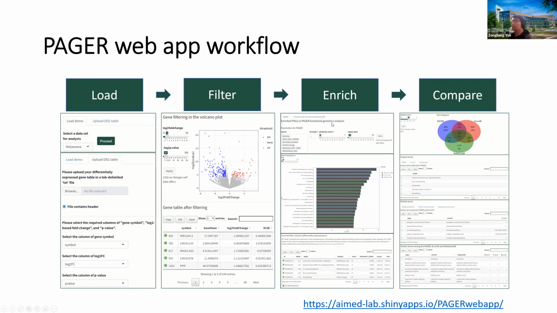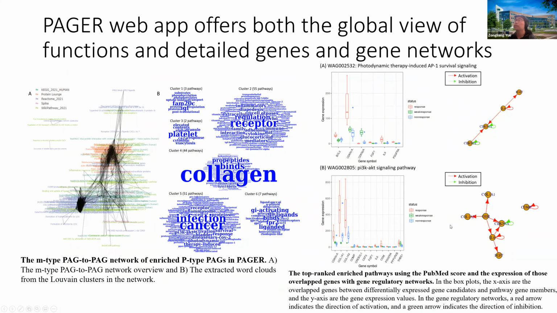And also, instead of using PAGER alone, we also compare with Enrichr and WebGestalt, which are widely used in enrichment analysis. We can see this Venn diagram to see which are the consensus pathways and which are the unique pathways reported by individual tools. We also report this table for the detailed information. So the PAGER web app offers both a global view of the functions and the detailed genes in the gene network.